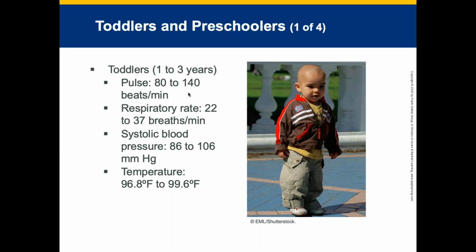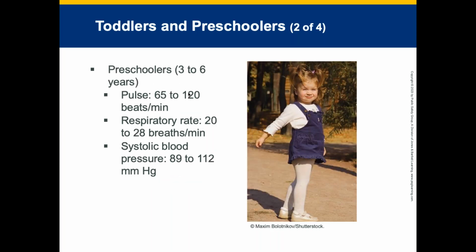So let's move forward to the preschooler, or 3 to 6, where you start seeing pulse rates between 65 and 120. Respiratory rate is 20 to 28 with a systolic blood pressure of 89 to 112. At this point in time, the weight gain should start leveling off, and the only time you'll see more weight gain is at the next growth spurt. They do not have well-developed lung musculature yet, so this prevents them from sustaining deeper rapid respirations for an extended period of time.